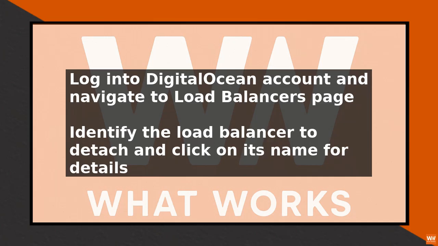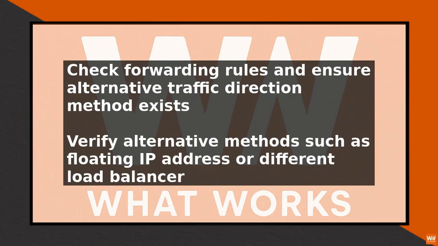On the Load Balancer Details page, you will see a list of forwarding rules, which define how the load balancer directs traffic to your backend droplets. Before detaching the load balancer, make sure you have an alternative method for directing traffic to your droplets, such as a floating IP address or a different load balancer.